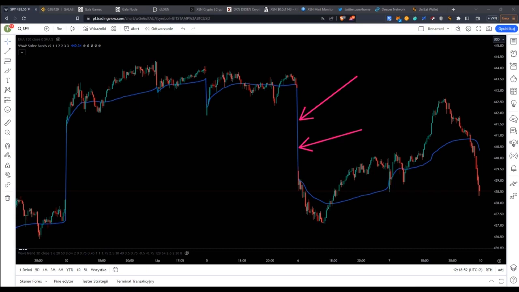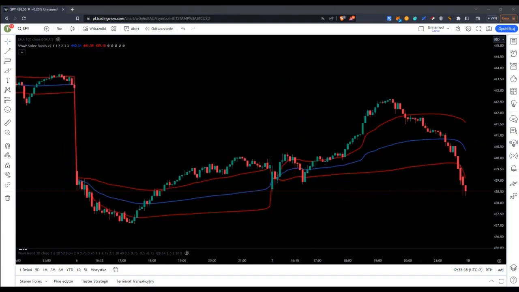Traders often use VWAP as a benchmark to evaluate the execution quality of their trades. That's what I mentioned a second ago. If the price at which they execute their trades is better than the VWAP, it is considered a positive outcome. On the other hand, if the price is worse than the VWAP, it might indicate slippage or less favorable execution. Okay, so we know what the VWAP is. Let's check what is going on when it comes to the VWAP standard deviations.